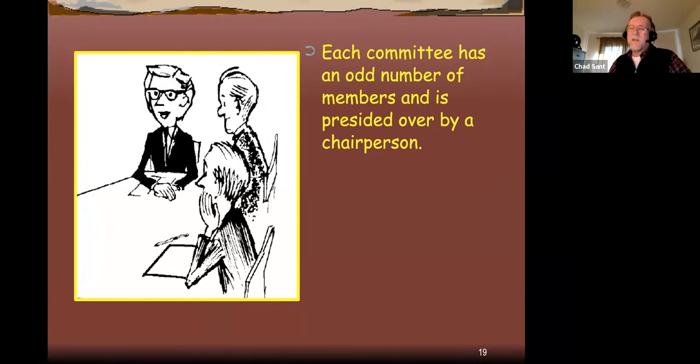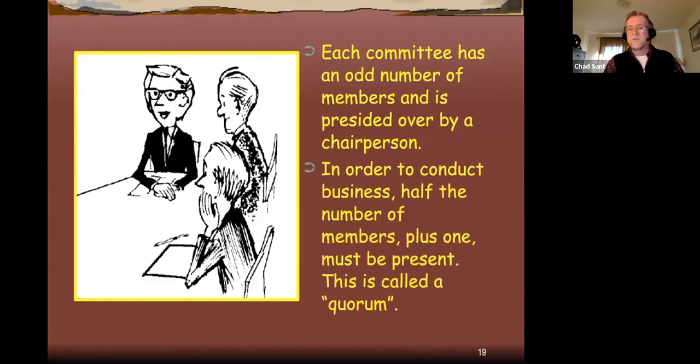Each committee has to have an odd number of members for obvious reasons. If you have even, then the tie just doesn't work. It has to be presided over by a chairperson. And one of the things those standing rules do that I showed you is they're very particular about what kinds of numbers have to be followed if a committee is only 5 people or 9 people, depending on the committee and how many are allowed in there. But it's always got to be odd. And in order to conduct business, half the number of members plus 1 must be present. This is called a quorum.